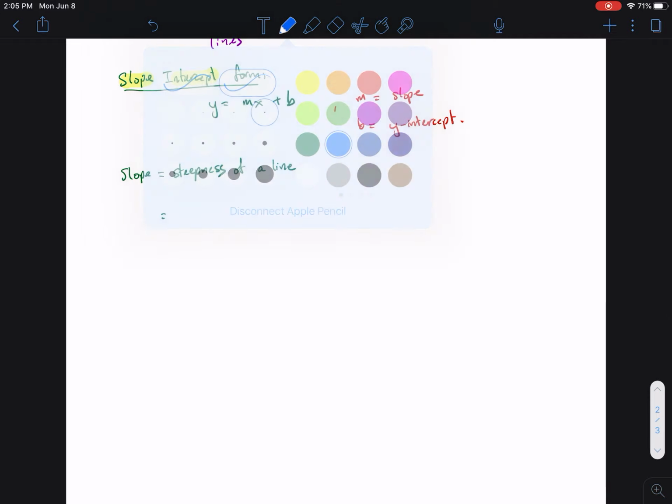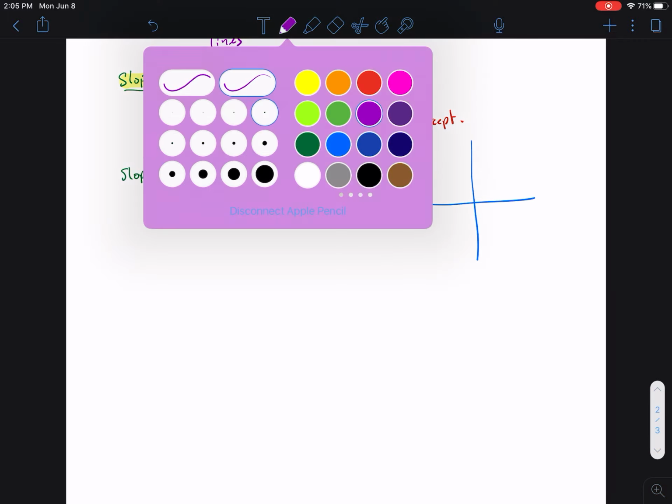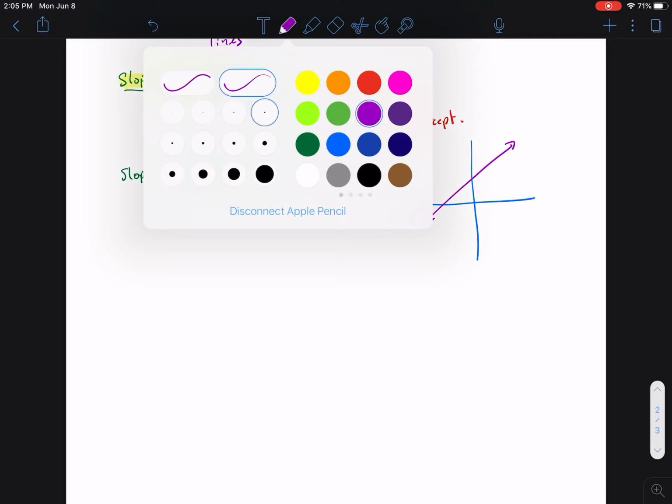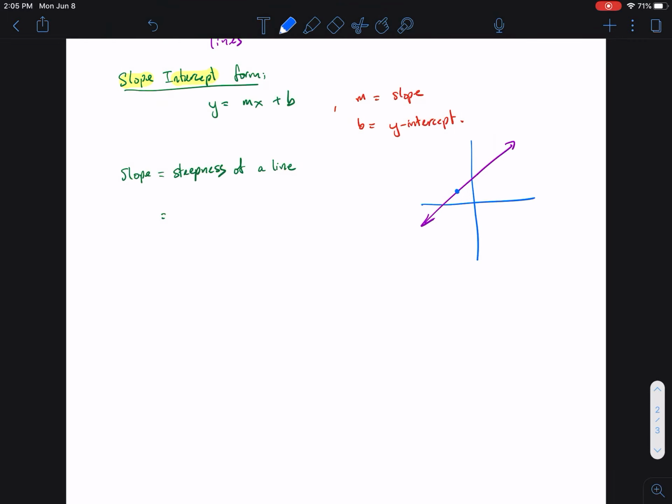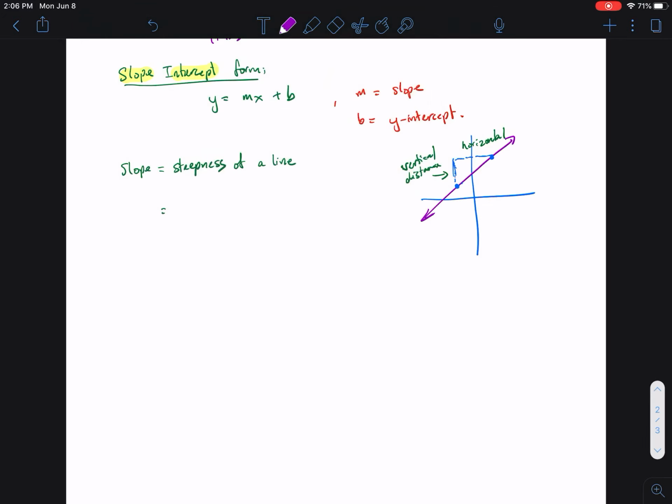Suppose we have a line like this, and let's say I want to go from here to there and measure the steepness of this line. You're looking at how much the vertical distance changes over the horizontal distance change. So we can call this the vertical distance, and this the horizontal distance. What you probably know it by is rise over run.